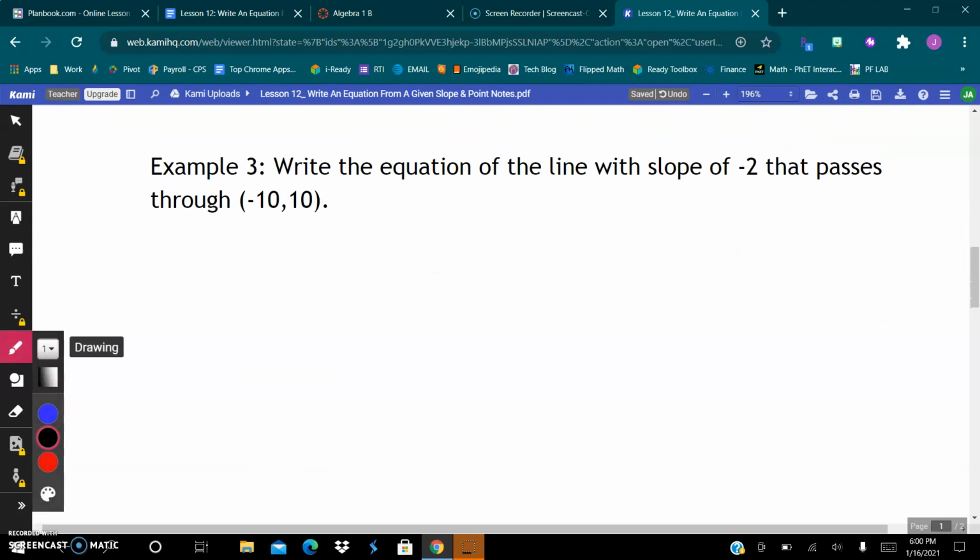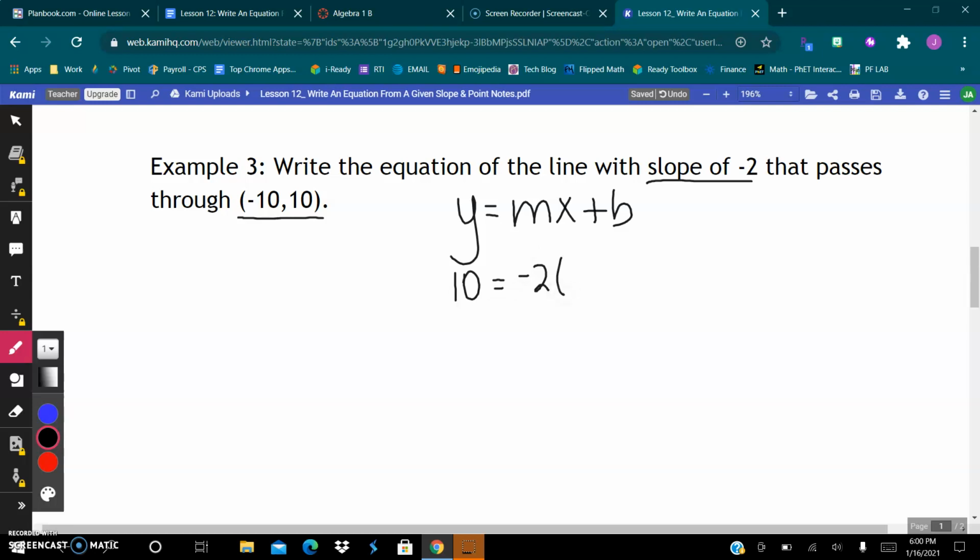All right, this one has a negative slope. Write the equation of the line with a slope of negative 2. That's going to go through negative 10, 10. So y equals mx plus b. Our y is a positive 10. Our m is negative 2. And our x is negative 10.